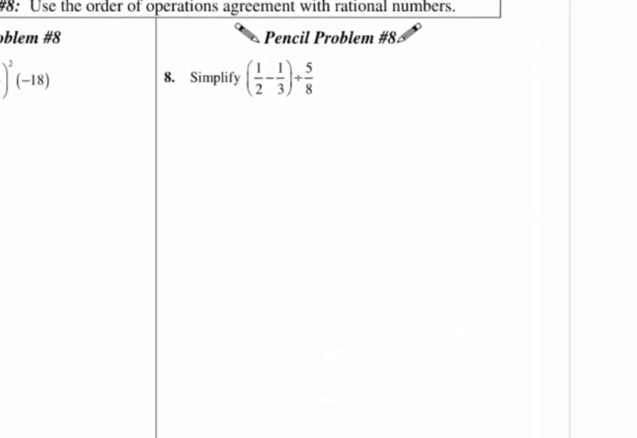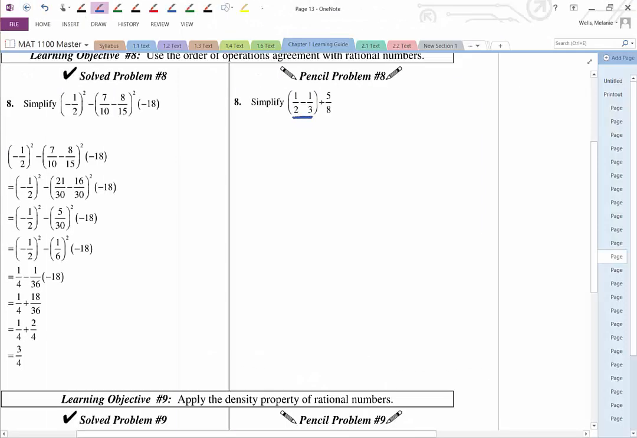Okay. Then number 8, we need to work the parentheses first. So I need to find a least common denominator. Here that common denominator would be 6. So let's change 1/2 to 6ths. I do so by multiplying numerator and denominator by 3. So we get 3/6. 1/3 is equal to how many 6ths? You'd multiply by 2 and get 2/6. And we're going to divide that by 5/8. 3/6 minus 2/6 is 1/6.